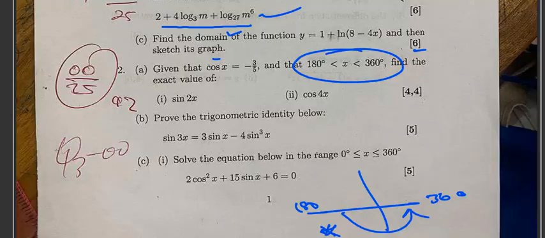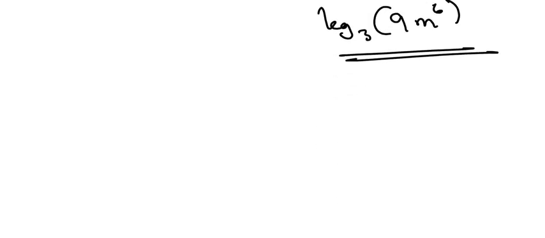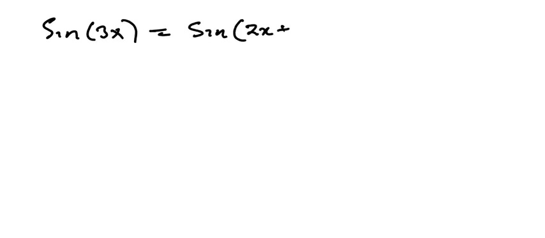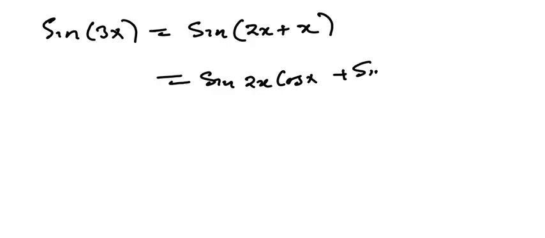The next one is an identity. They want us to be able to prove this identity, to show that the right becomes the left or the left becomes the right. So I'll start with the left hand side because it's a triple angle. It's one that's a little bit big. So this is sine 3x, which is the same as sine of 2x plus x. We break down the double angle. This will be sine 2x cos x, then plus sine x and cos 2x.